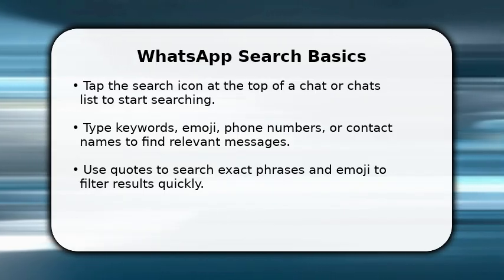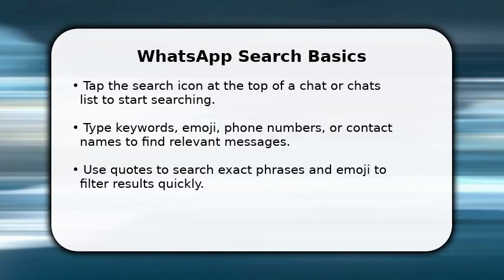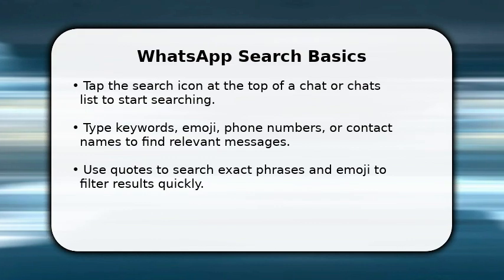Use quotes to search exact phrases and emoji to filter results quickly. Results show message snippets with timestamps and sender names for context. Tap a result to jump directly to that message in the conversation.